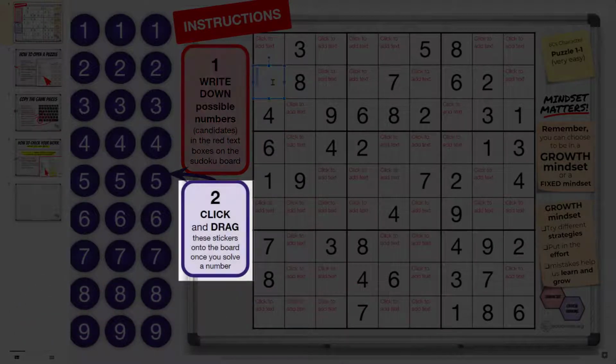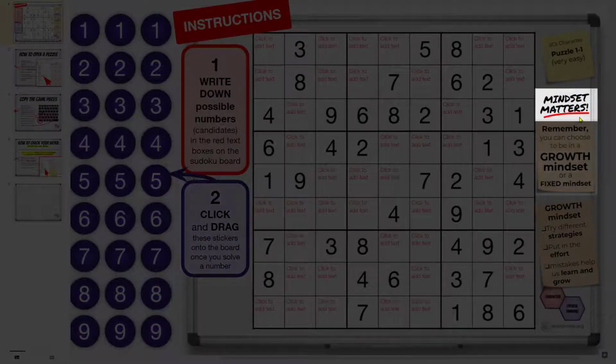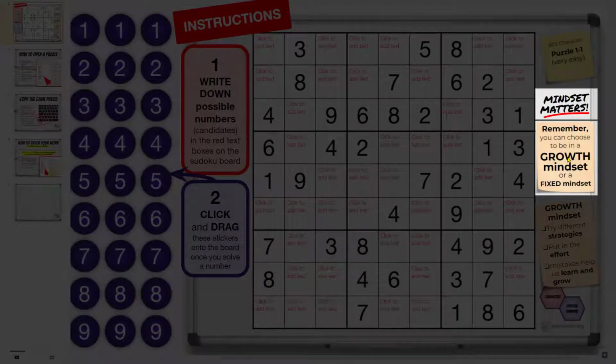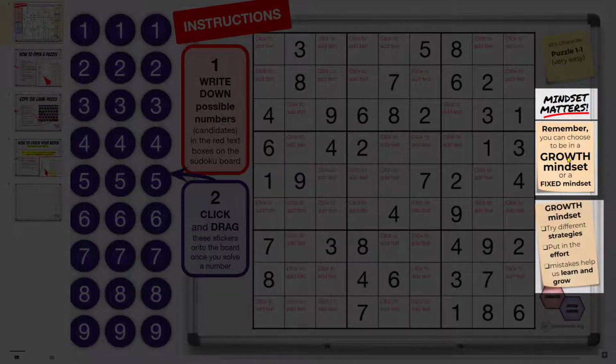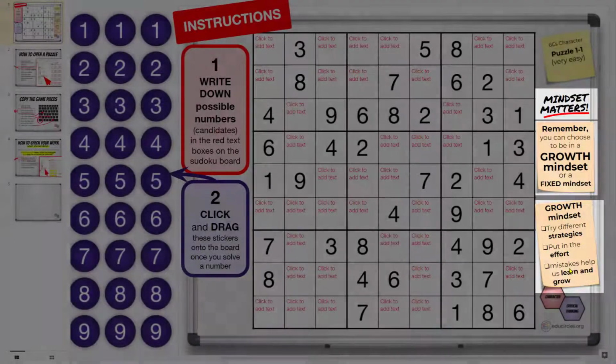Number 2, once I solve a number, I can click and drag these stickers or game pieces right onto the board. On the right-hand side, it says Mindset Matters. Remember, you can choose to be in a growth mindset or a fixed mindset. It's a choice. The second sticky note here explains what a growth mindset is. So it means we try different strategies. We need to put in the effort. And when we make mistakes, and we will definitely make mistakes, we need to try to learn from them and try to keep in our mind that the point is to grow from our mistakes.